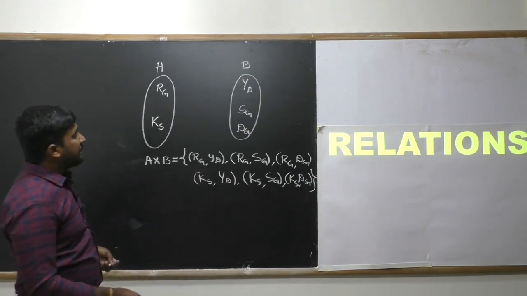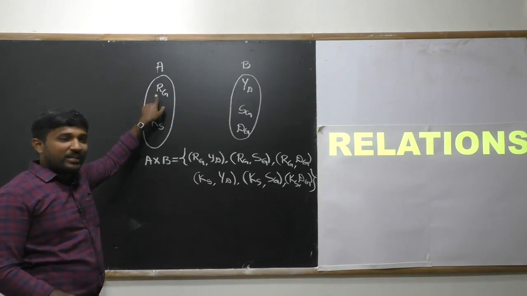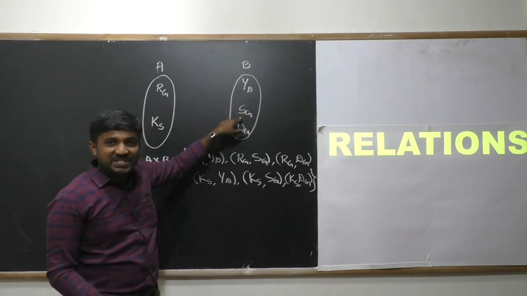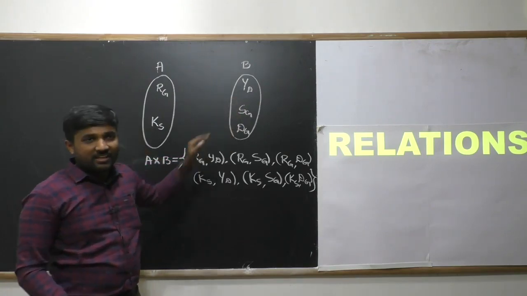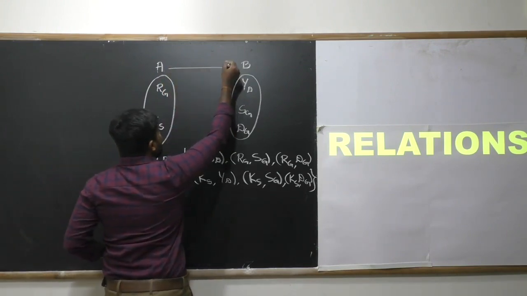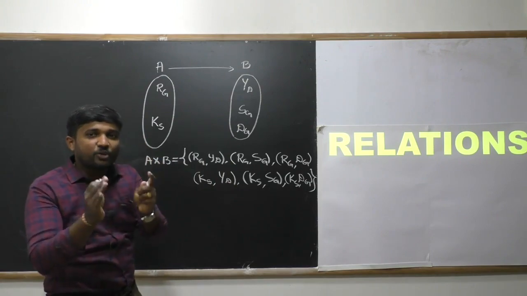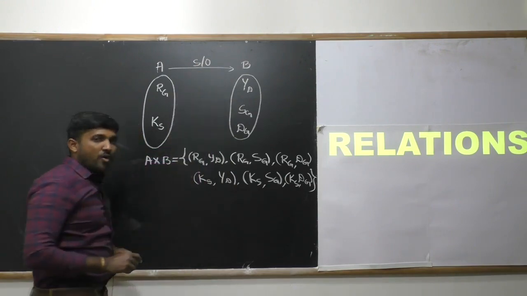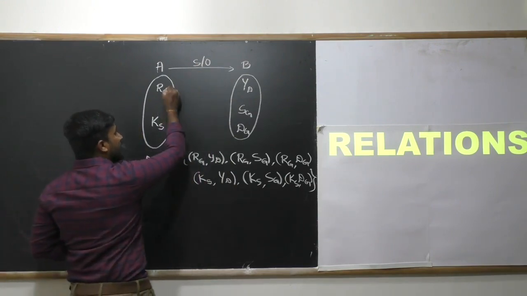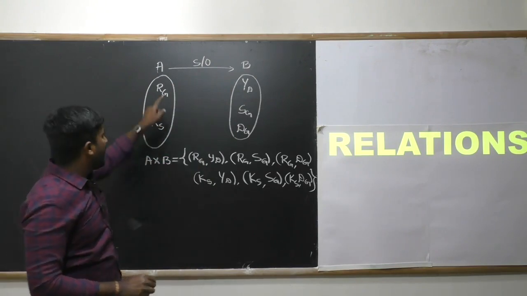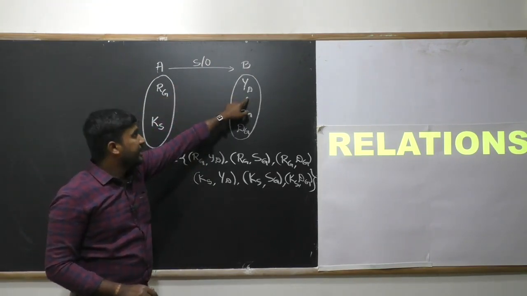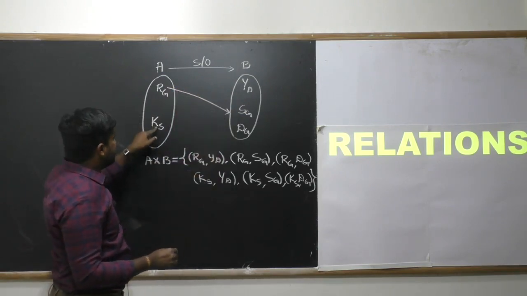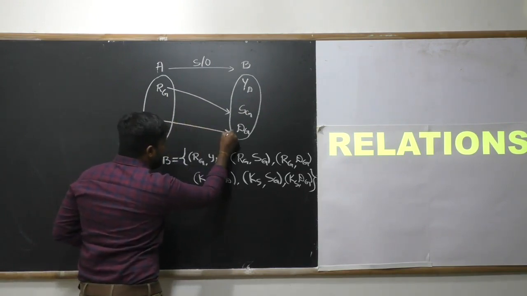Okay. Now here I call this RG as Rahul Gandhi, KS as Kumaraswamy, YD as Yediyurappa, SG as Sonia Gandhi, DG as Deve Gowda. Now between the elements of set A and B, I insert one condition or constraint. That condition is nothing but "son of". Now, whether Rahul Gandhi is son of Yediyurappa? No. So RG does not map to YD, but RG maps to SG. Correct? Next, Kumaraswamy is son of Deve Gowda.